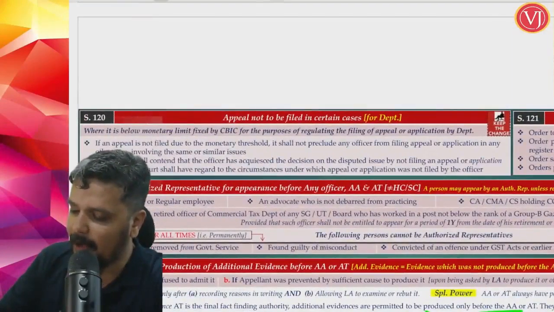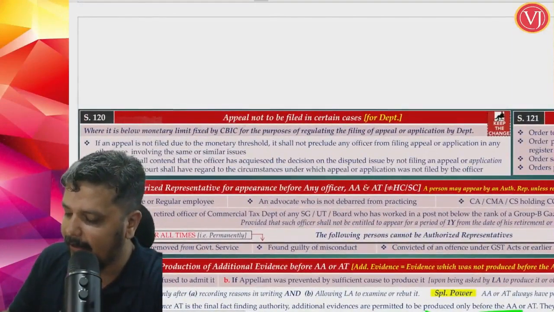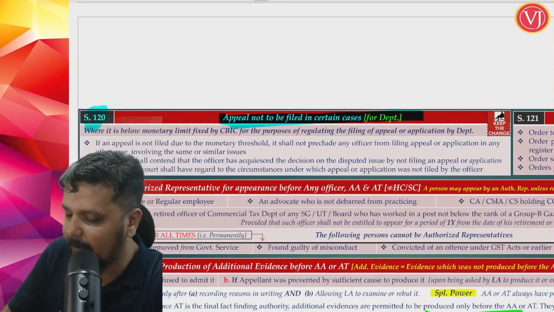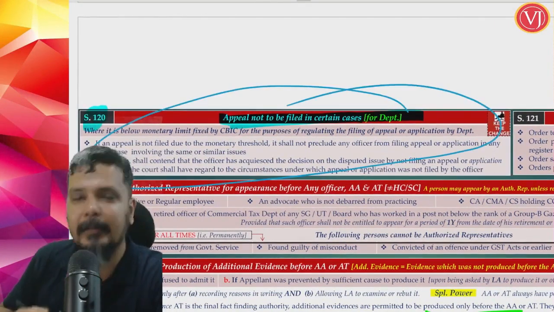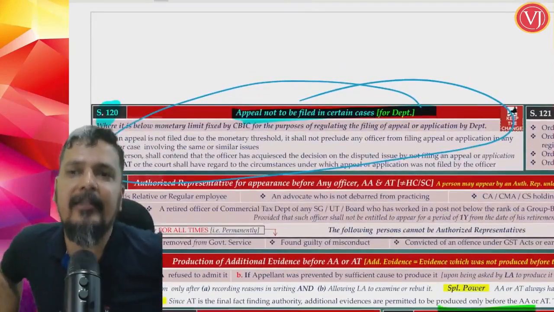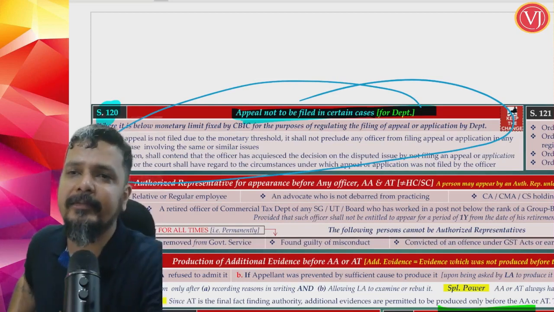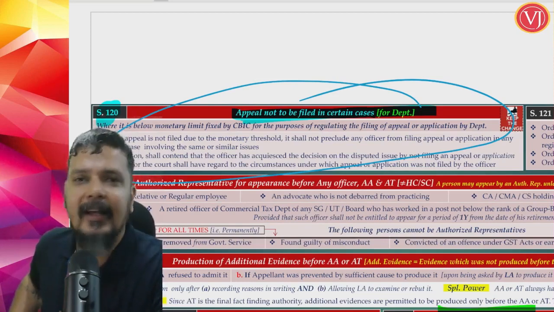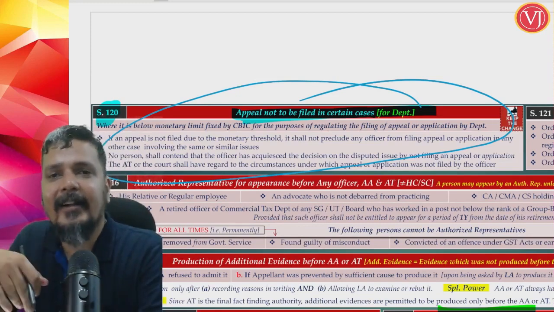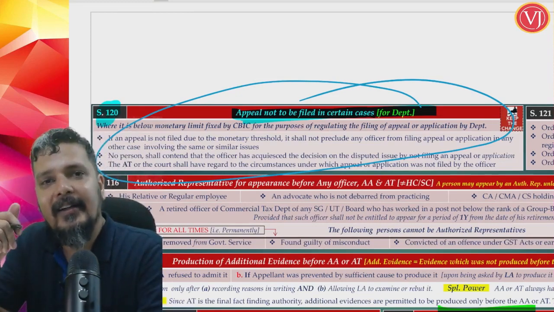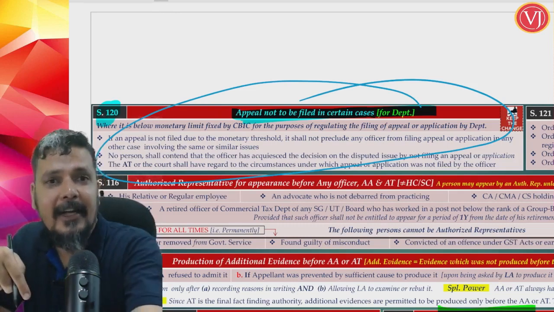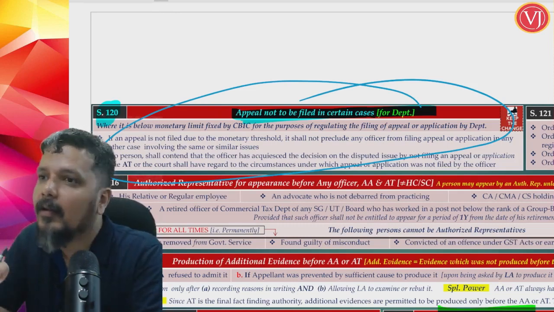You are talking about appeals not to be filed by the department in certain cases. This concept is given in your section 120. This entire concept is very simple. It is trying to tell that if the department is not filing an appeal because of the monetary limits given by the board, CBIC, it does not mean that the department has lost the case. Assessee cannot tell that, okay, the department accepted that, they have lost the case. So, the second time when the same matter comes up, the department cannot again give notice. That is not the meaning.